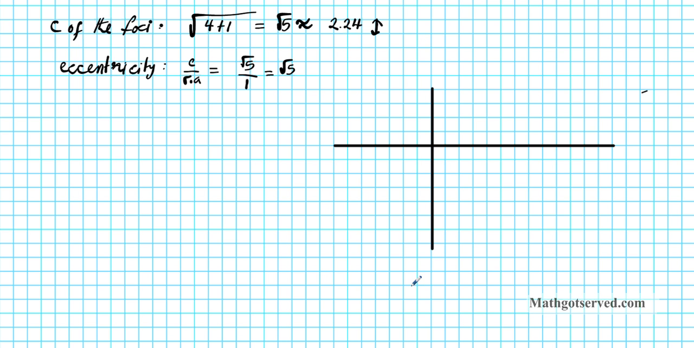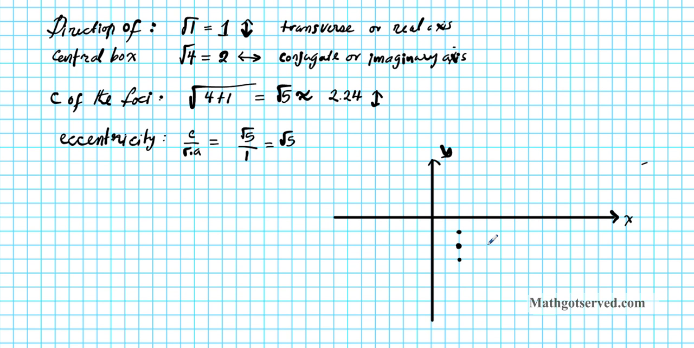The center is (2, -2). So this is our x-axis, and this is the y-axis. So (2, -2) is down here. Next thing we're going to graph is the dimensions of our central box. We're going to go up and down 1 unit, and then side to side, I think 2 units. So there goes your central box.